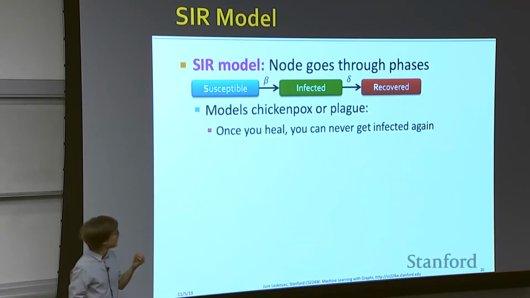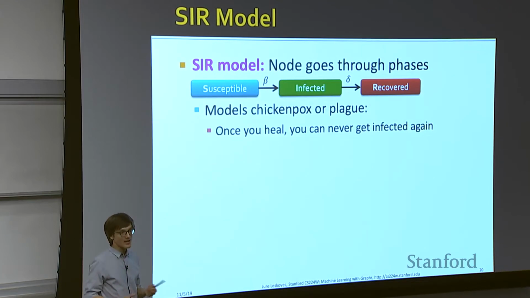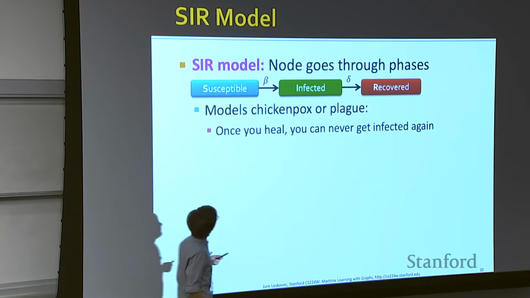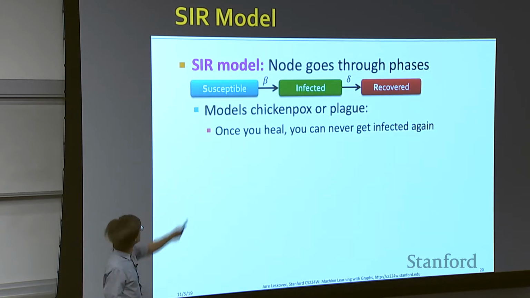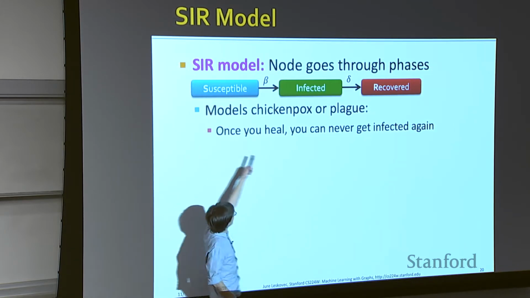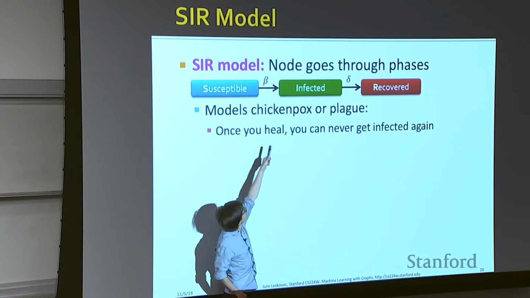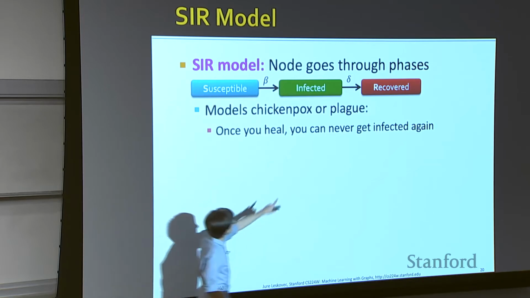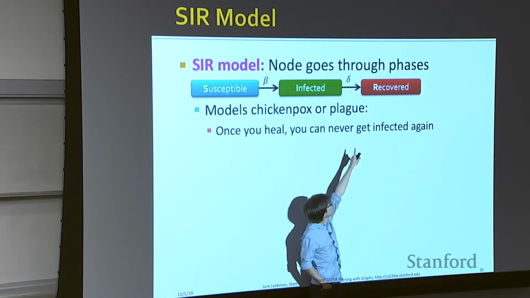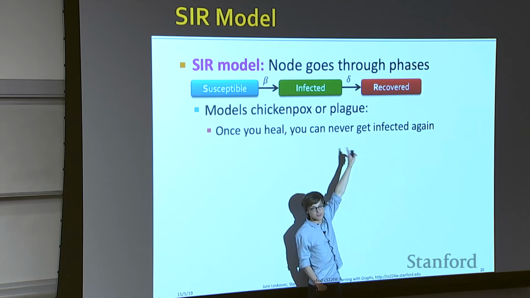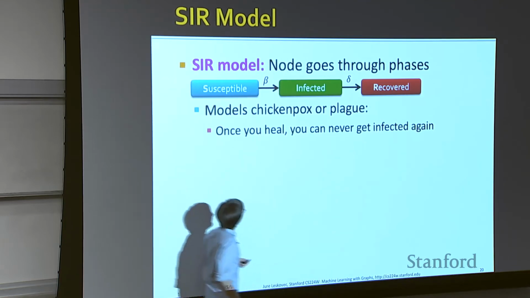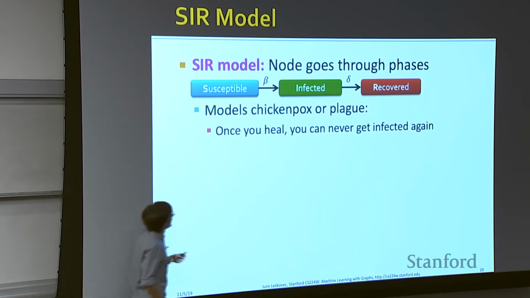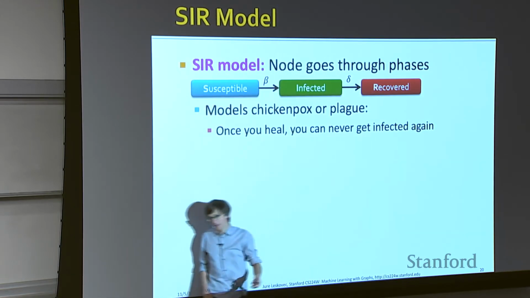So let me first tell you about the first model, which we will call the SIR model. SIR because it's susceptible, infected, recovered. And the node goes through these phases. And this would be a model of chickenpox or plague. Right? In chickenpox, you get the chickenpox and you can never have it again. Or in the case of plague, recovered you can think of as removed, which means dead. Okay? But you get the idea, right? Like you cannot be susceptible again. Right? So once you heal, you can never get infected again. Okay?